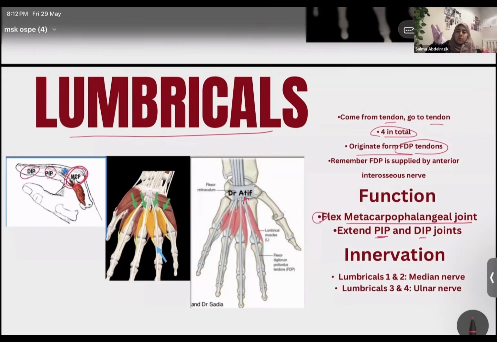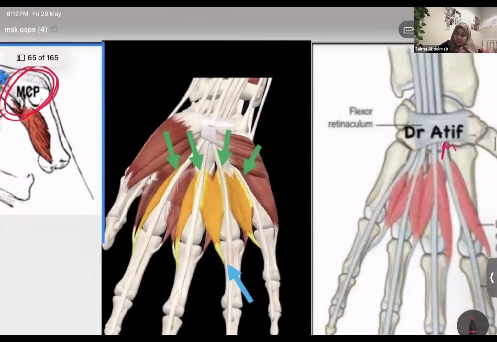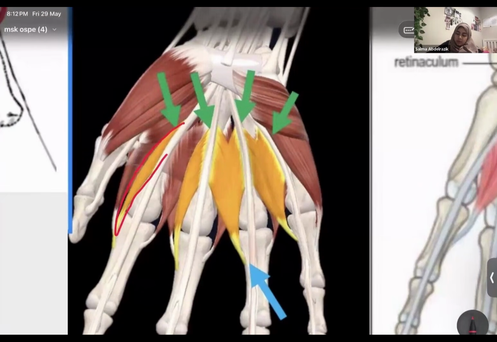So these two are extended, and the metacarpophalangeal is, what, guys? It's flexed. Okay. Then you have innervation. Lumbricals 1 and 2 by median nerve, 3 and 4 by ulnar nerve. Lumbricals are over here. Let me get this picture, it's better. Here, 1 and 2 by median nerve.